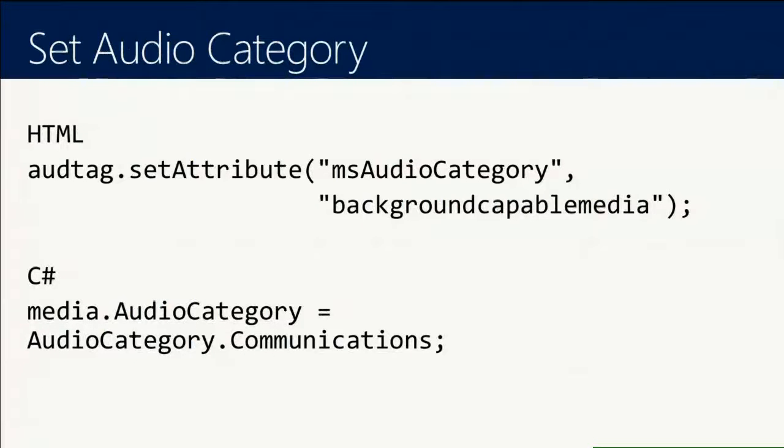Setting your audio category is pretty straightforward. In XAML, it's an enum. In HTML, we're just adding a Microsoft-defined attribute onto our audio tags or our video tags. It's done the same way, but it's done a little bit differently between the two.